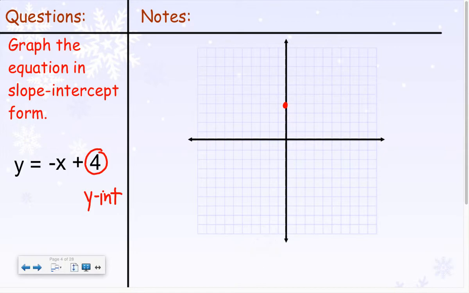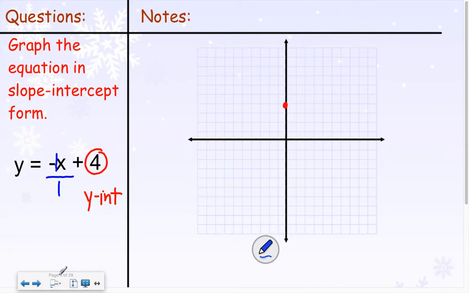Now my slope this time is negative x. But you have to remember what number goes in front of x when you see just an x. That's a 1. So I'm going to squeeze a 1 in between my negative sign and my x. And to write negative 1 as a fraction, it's negative 1 over 1. So my slope is actually negative 1 over 1.